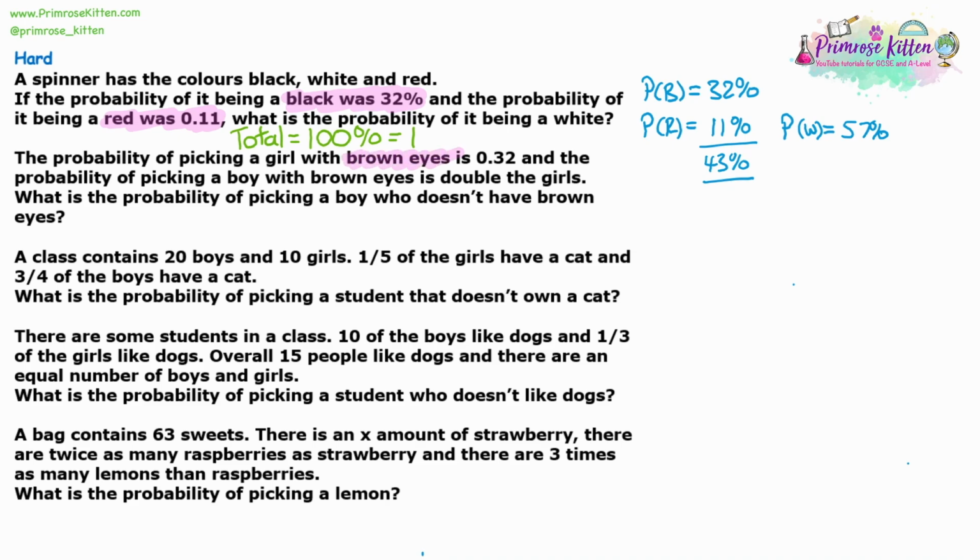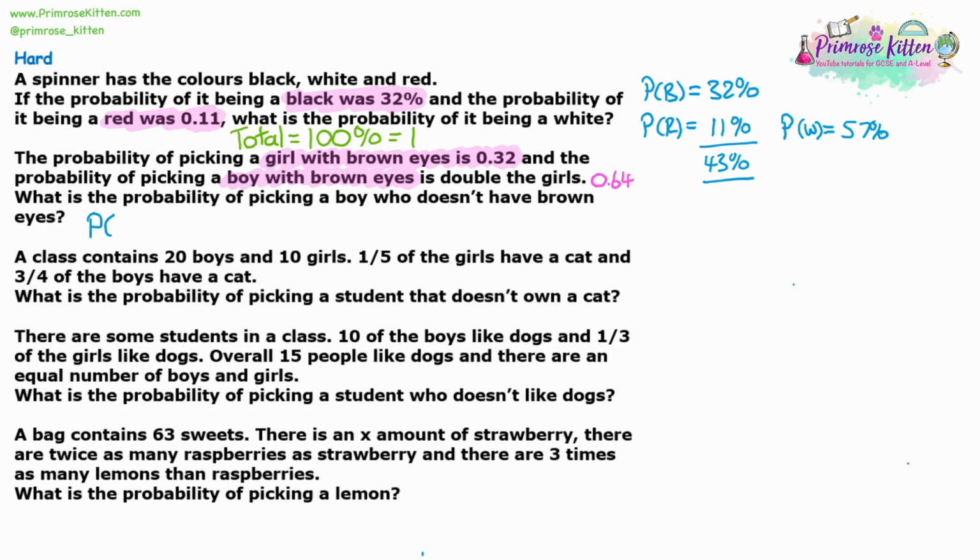Brown eyes is 0.32. So it's a girl with brown eyes and a boy with brown eyes. Now I'm not given a number for this, but it's double the girls. So double 0.32 would be 0.64. So now we want the probability of picking a boy who doesn't have brown eyes.